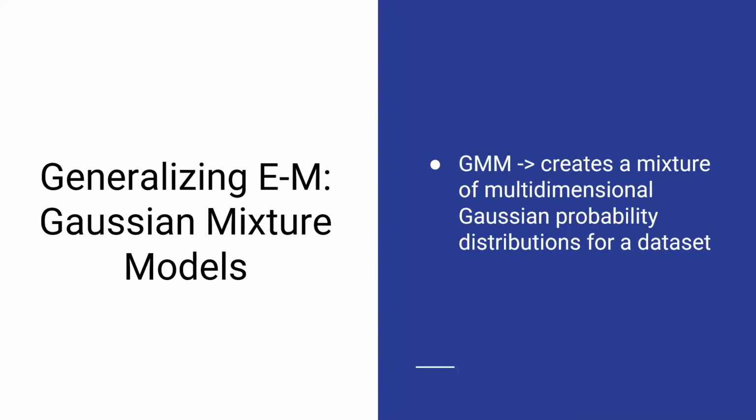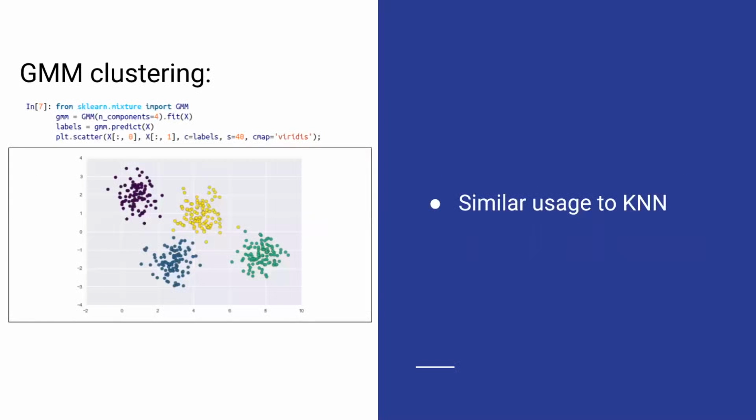So the next topic is generalizing EM Gaussian mixture models. GMM creates a mixture of multidimensional Gaussian probability distributions for a dataset. So what does this mean? Well, GMM clustering is actually very similar to KNN clustering, which we're familiar with. As you can see in the figure, GMM clustering is able to identify the points of data into 4 different clusters and assign them.